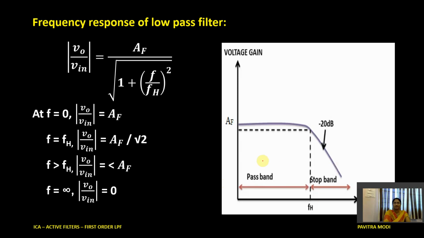And you can observe from the transfer function we have got a first order expression only. Therefore the decay rate is said to be minus 20 decibels per decade. That means for a 10-fold increase in frequency, the gain is going to fall by 20 decibels. And as the gain is reducing, we are going to notate that with a negative sign.